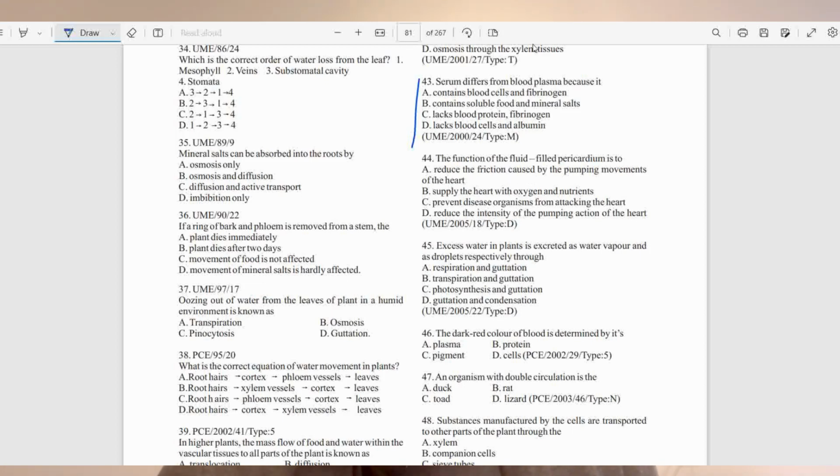So the right answer to that question would be the lack of blood protein fibrinogen, which plays a key role in blood clotting. So that's just the difference between serum and blood plasma. They are almost the same thing, except that serum lacks the blood protein called fibrinogen.